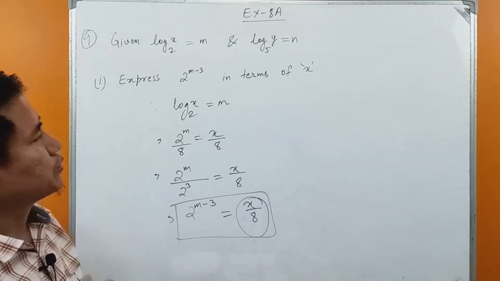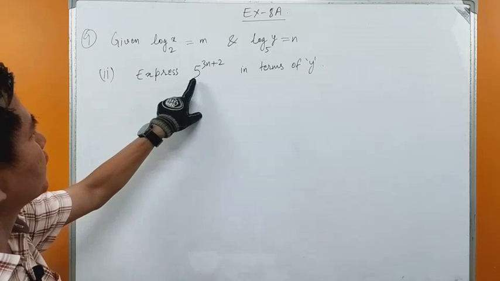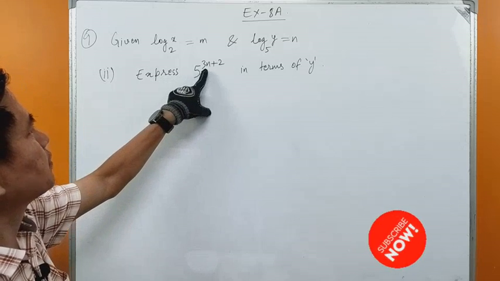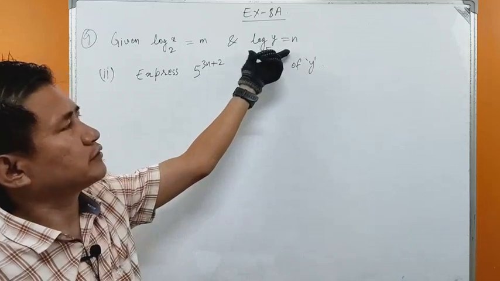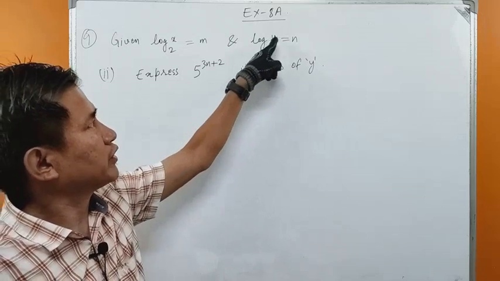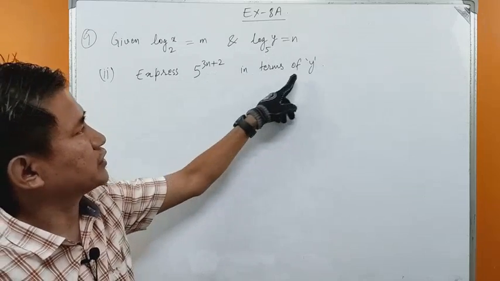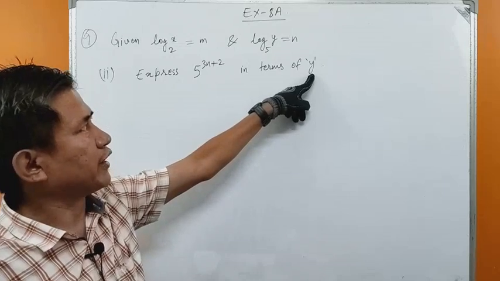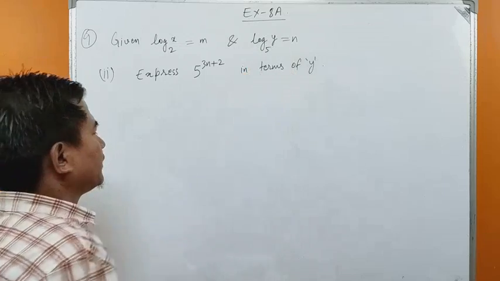Now let us do question number 2 of 9. We are asked to express 5 to the power 3n plus 2 in terms of y. So we are going to use this equation, okay. Log y to the base 5 equals n, because we are asked to express this in terms of y, isn't it? We need y. So log y to the base 5 equals n.